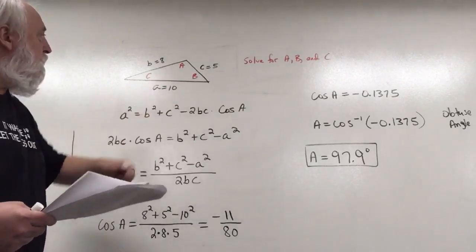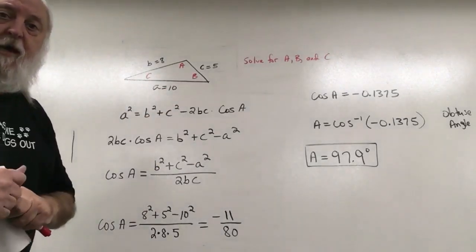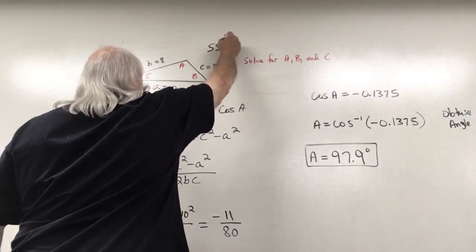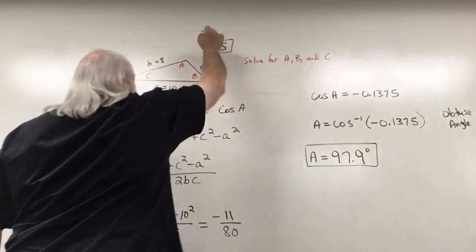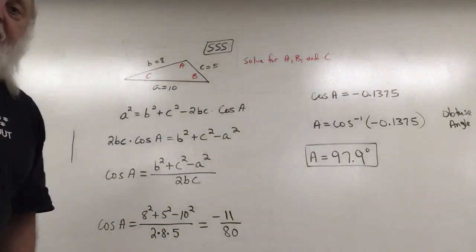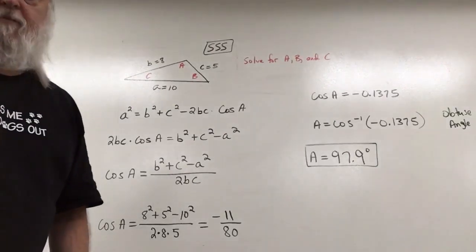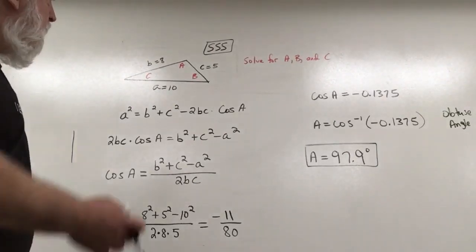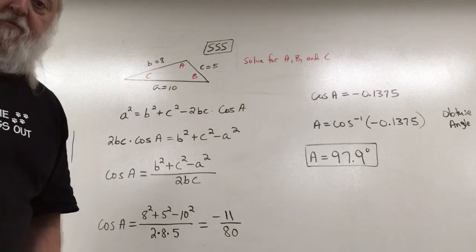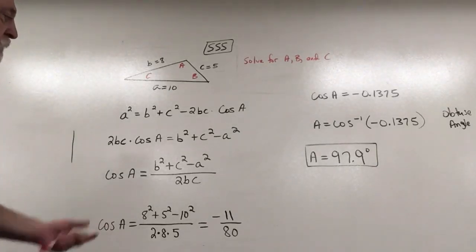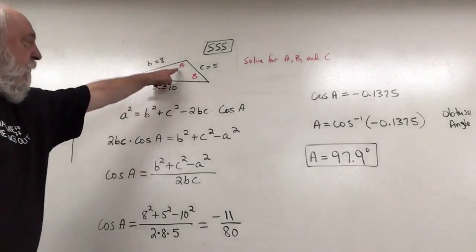So given three sides of an oblique triangle, this in your textbook is called an SSS problem. Whenever you're given three sides of an oblique triangle, you need to start off with the law of cosines in figuring out what the three angles inside the triangle are. The first angle I'm going to figure out is angle A.